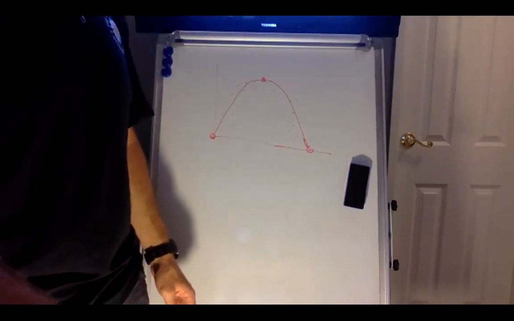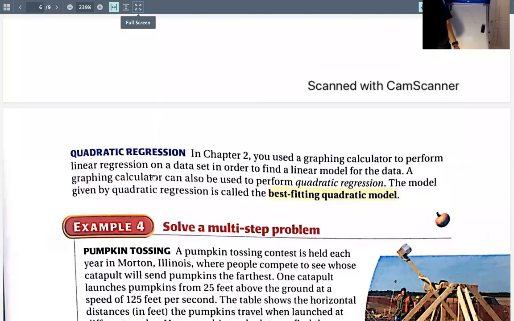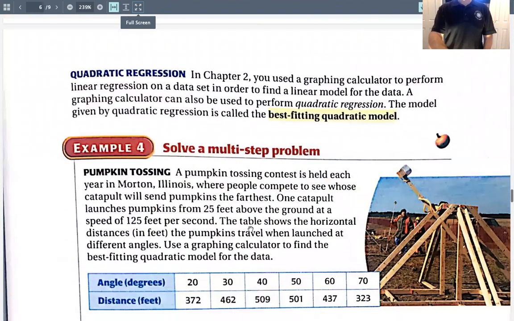So that being said, now you know what this is. We're not gonna be doing this. This is graphing calculator stuff. Okay, but let's just look at the example so you get an idea of what they're using it for. Quadratic regression, best fitting quadratic model.